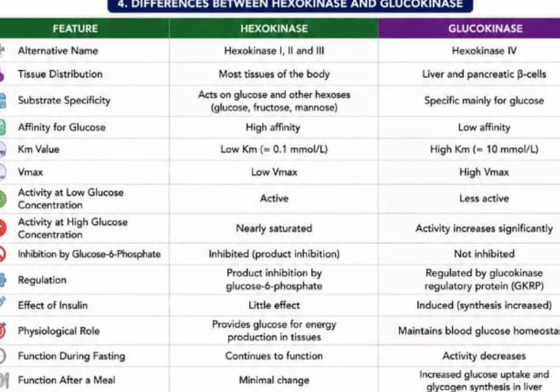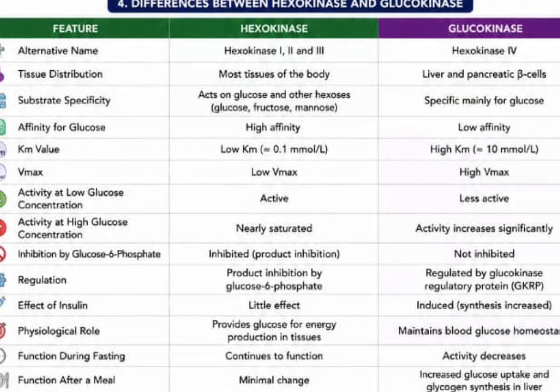Now the next one is substrate specificity. Hexokinase acts on all 6-carbon sugar molecules. Everything that has a 6-carbon sugar molecule, such as glucose, fructose, mannose, galactose, you can see hexokinase there. But glucokinase is specific to glucose. So when glucose is specifically present, glucokinase is used, but hexokinase you can find in most tissues.